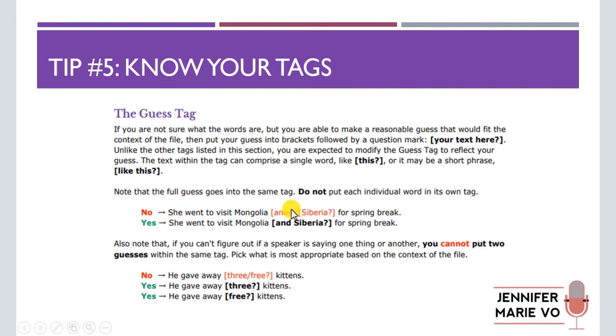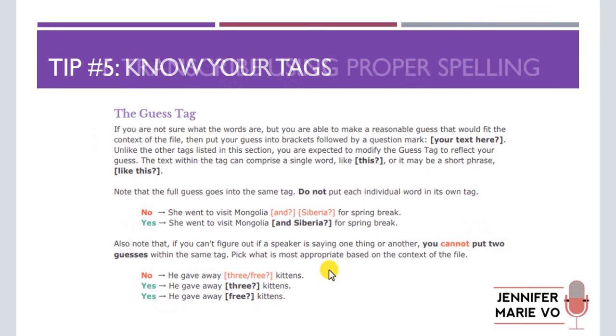Okay, so here's an example of what you would not do, and this is an example of what you would do. Also note that if you can't figure out if a speaker is saying one thing or another, you cannot put two guesses within the same tag. Pick what is most appropriate based on the context of the file. So he gave away 3 free kittens. Don't put both, just put one. He gave away 3 kittens, or he gave away free kittens.